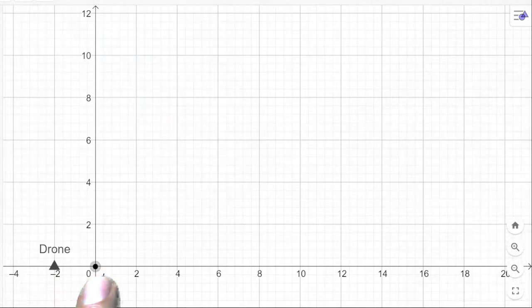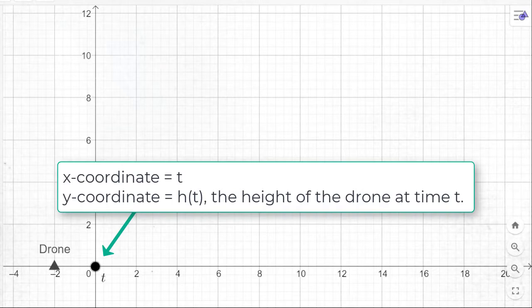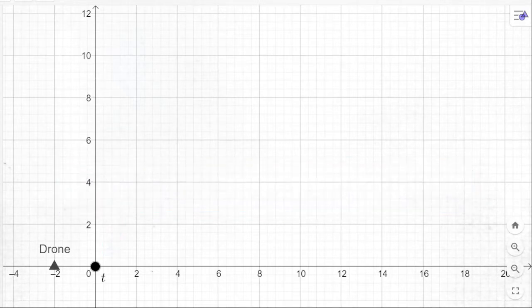So there we have t representing time. And we're also going to plot a point whose x-coordinate is the value of time and whose y-coordinate is the height of the drone. So let's put that point into here. Now let's let time evolve again and see what happens. Keep your eye on both the drone and also the point that we've just created.